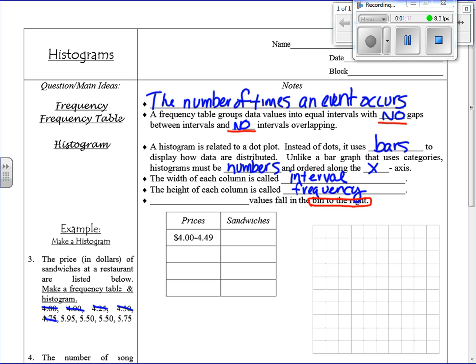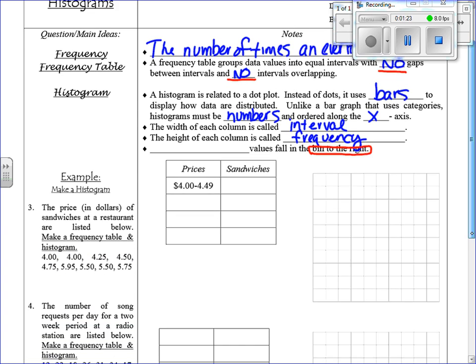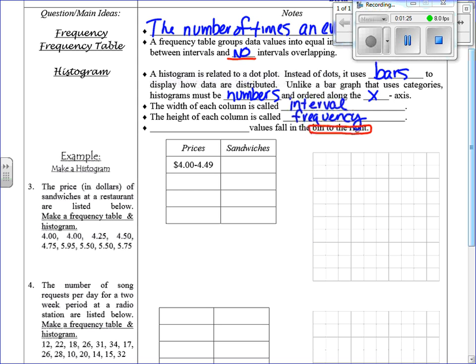Okay, so let's go ahead and make a histogram. The nice thing about this histogram that they started for us is that we already know the interval. Sometimes when we look at data, we're going to have to determine the intervals ourselves, but we don't need to do that with this data that's been given to us.